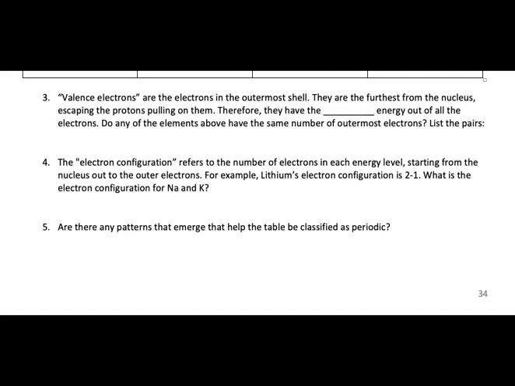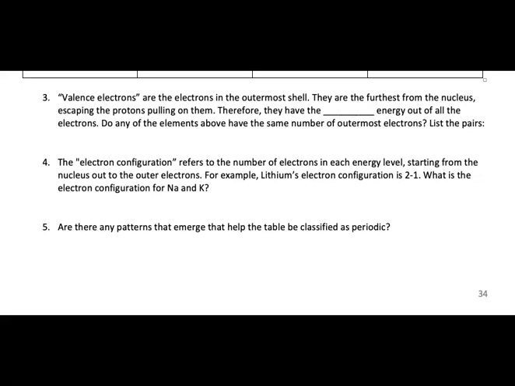2, 8, let me see. I got to figure that out. 19 minus 10. 2, 8, 9. It would have been 2, 8, 9 for potassium.